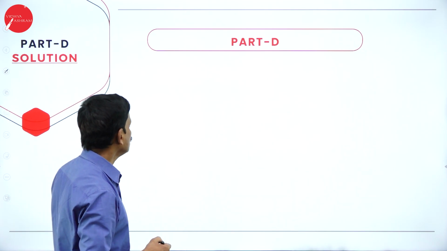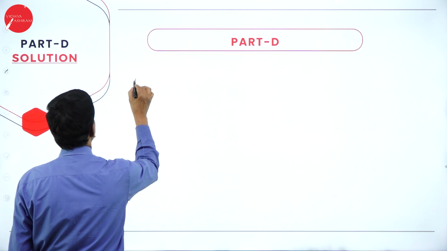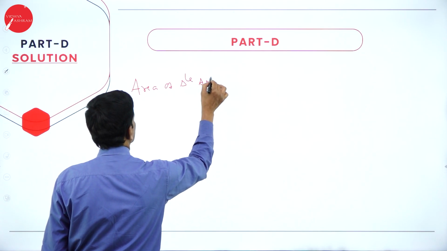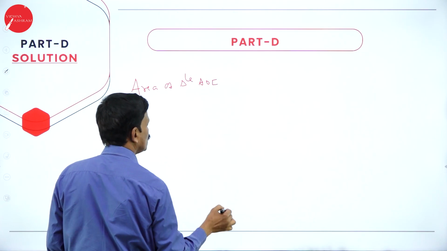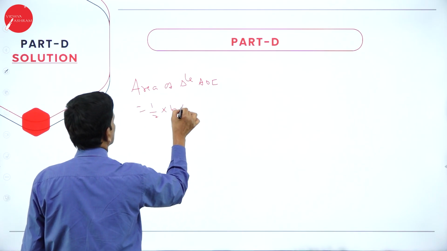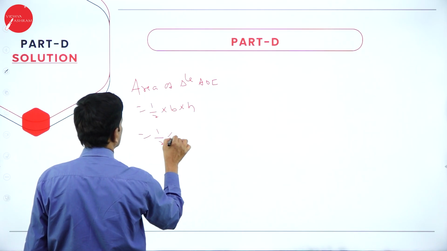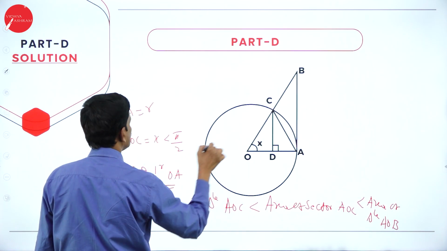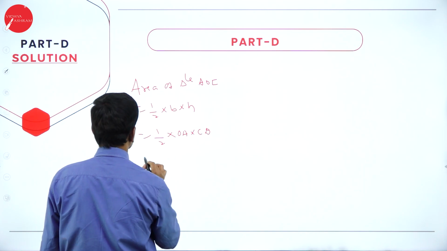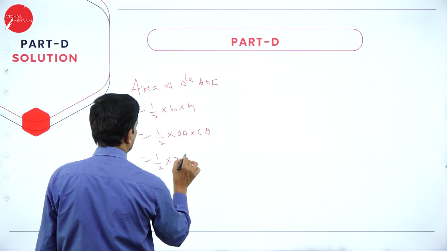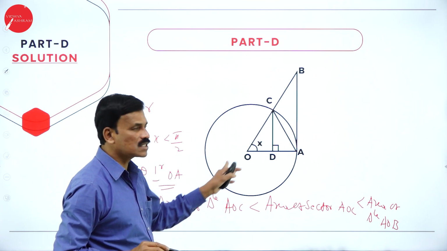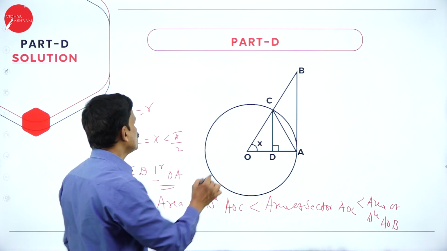Now the area of triangle AOC is equal to half into base into height. Half into base is OA, height is CD. So this is equal to half into R into CD, since CD is drawn perpendicular to OA. Consider this triangle.